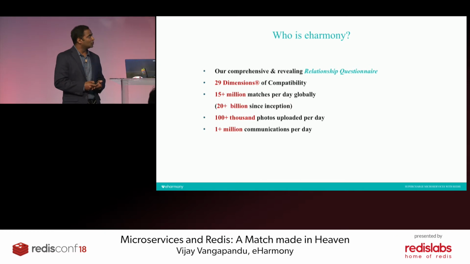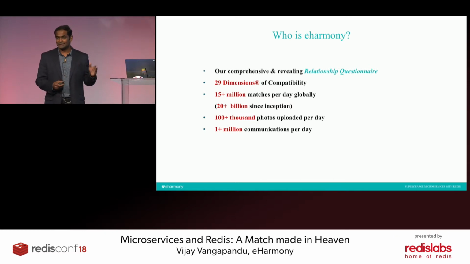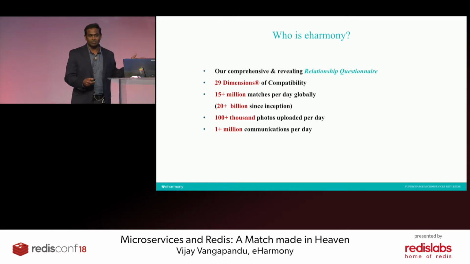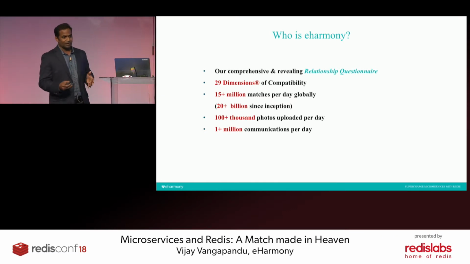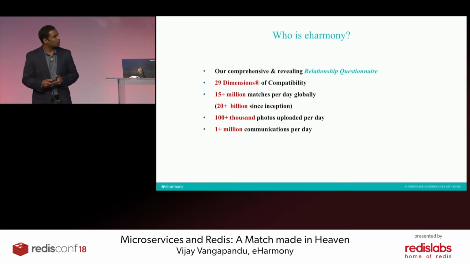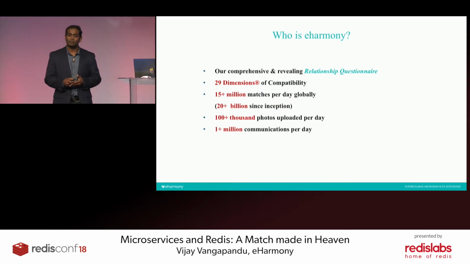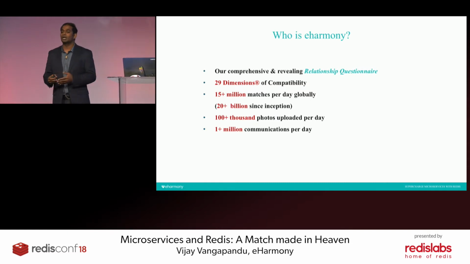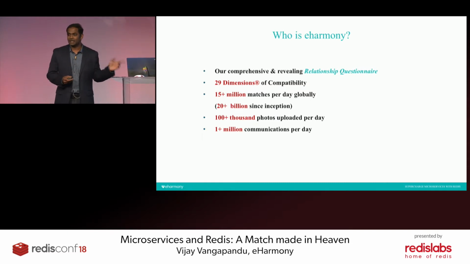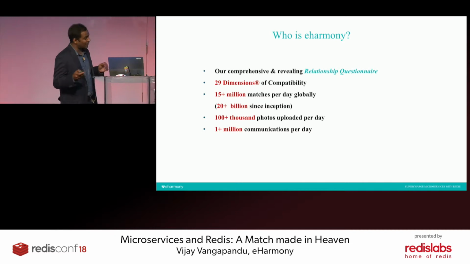So far we have 20 plus billion. This slide is a little bit older, but the 20 has become 22 plus billion matches in our system today. We have about 100 plus thousand photos uploaded per day, and 1 plus million communications per day. That is a key metric to track.